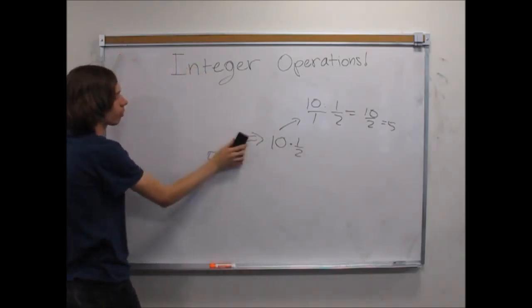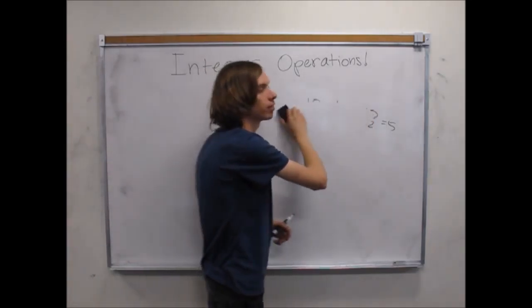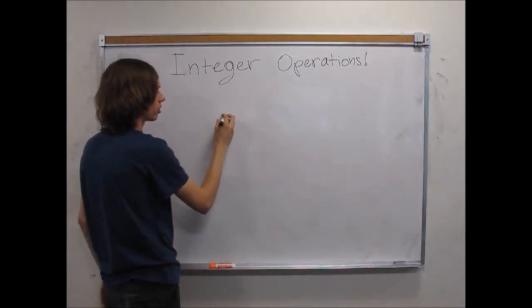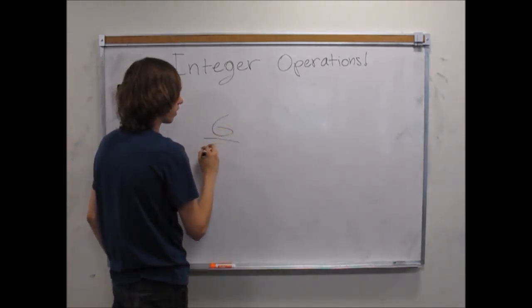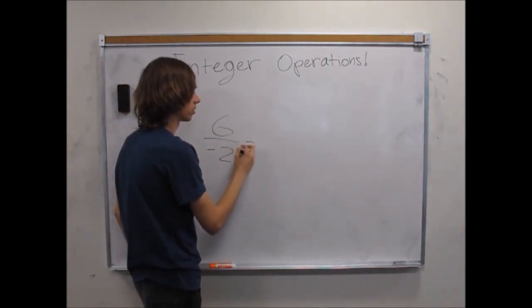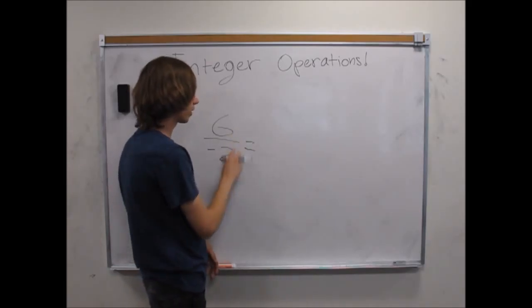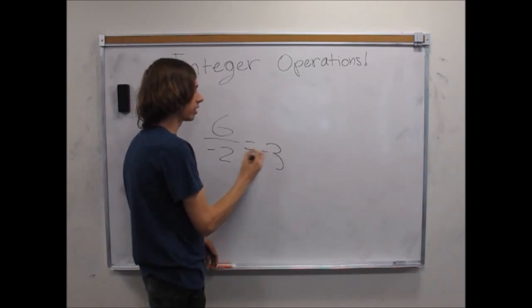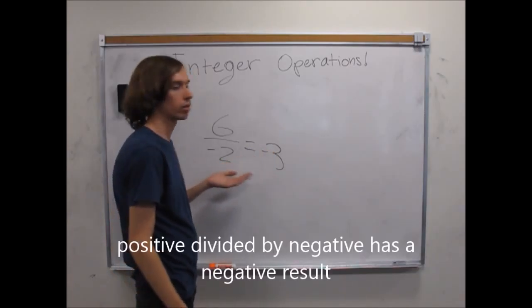So, just like before, we said if you multiply a positive and a negative, you get a negative, right? Well, same thing goes for division. If you have 6 divided by negative 2, then sure, 6 divided by 2 is 3, right? But since it's a positive and a negative, you get a negative 3. Just like the multiplication rules.